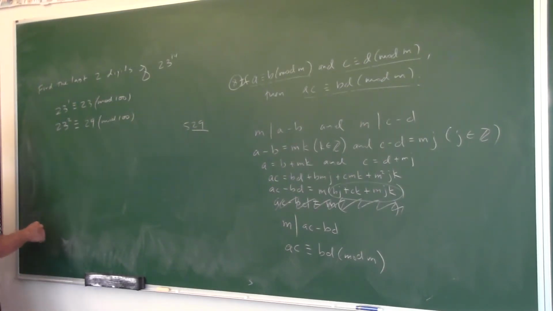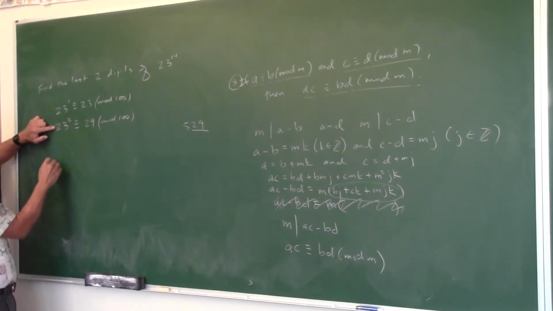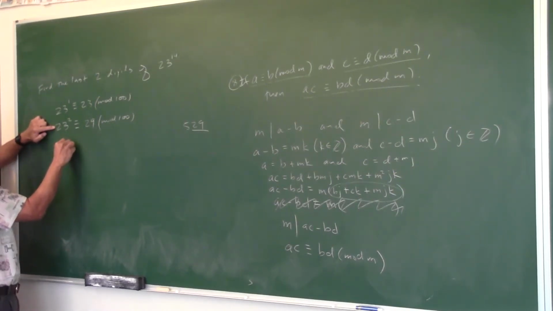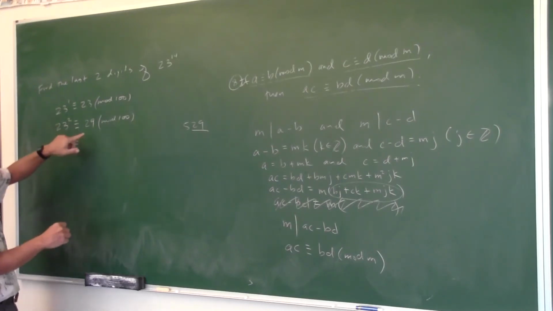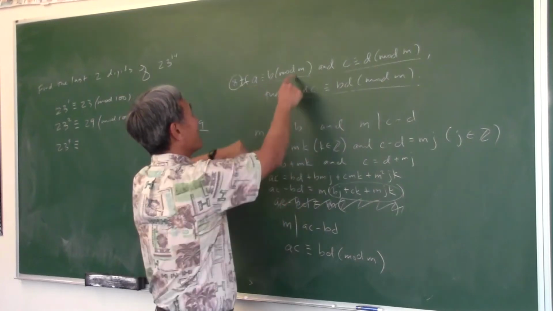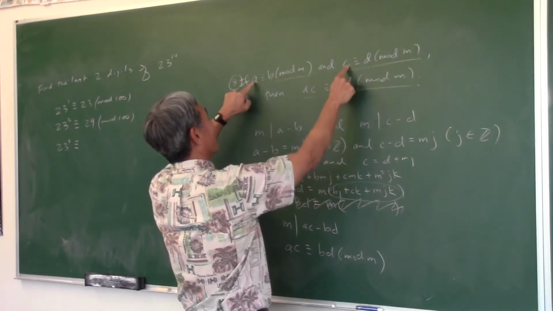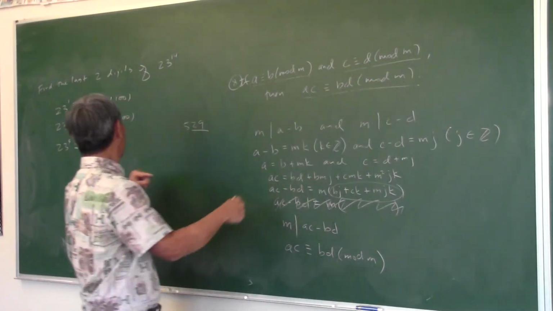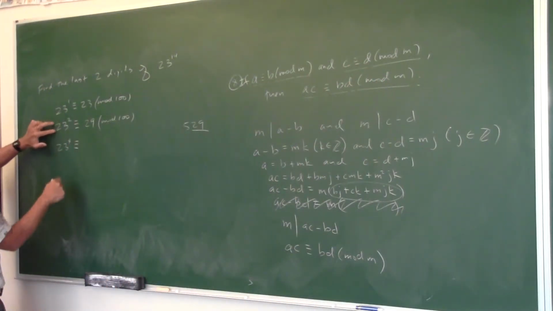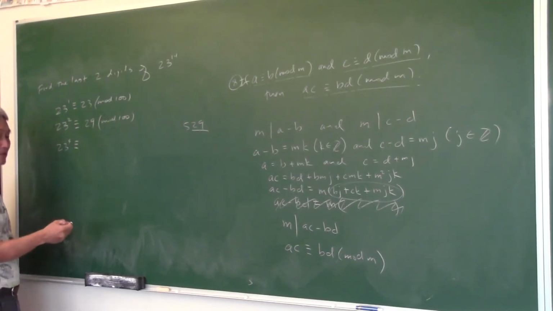So now, applying the theorem, what happens when we multiply this by itself? You would get 23 to the 4 congruent to the square of this. See, if this is congruent to this mod m and this is congruent to that mod m, then this times this is congruent to that times that in mod m. So imagine if you had two of these. You multiply it by itself, you get this. And 29 multiplied by itself is?